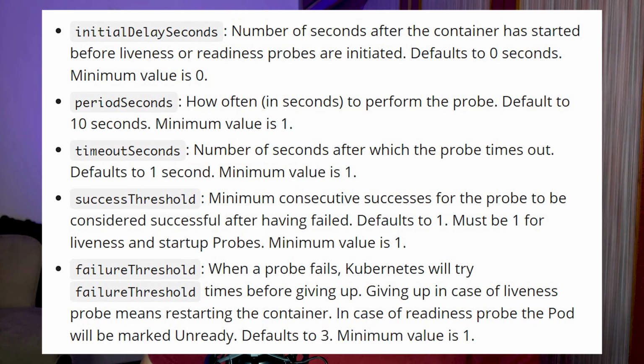Now the next important one is the period seconds. So period seconds is the time duration configuration for the liveness probe, like at what interval it should check the health of the application. So suppose you want to check every 3 seconds, you can define 3 over there, and every 3 seconds the liveness probe will check the health of the application.